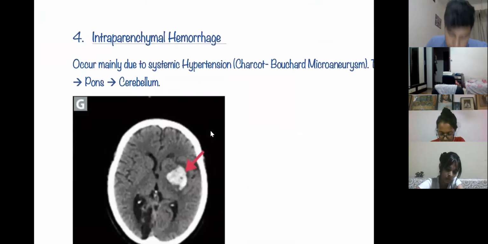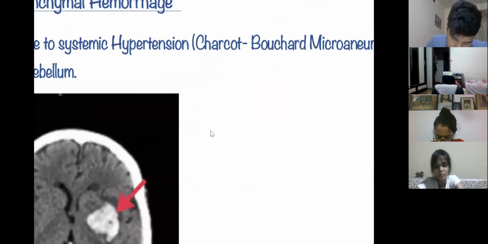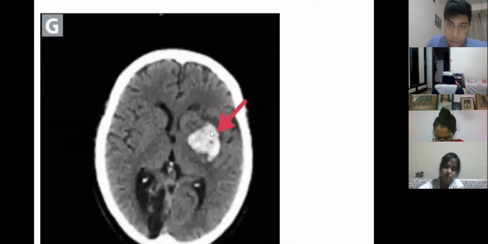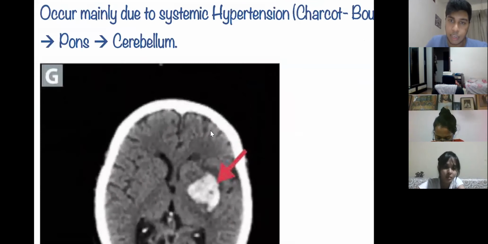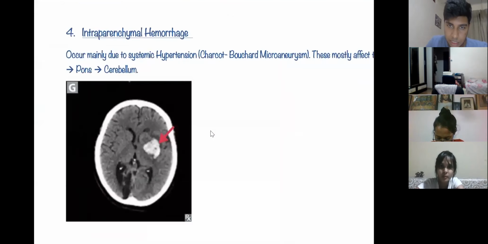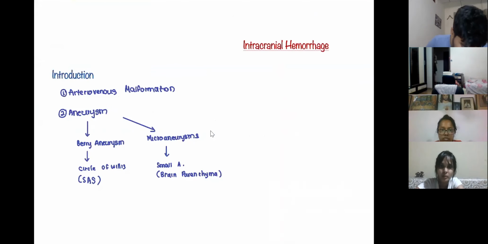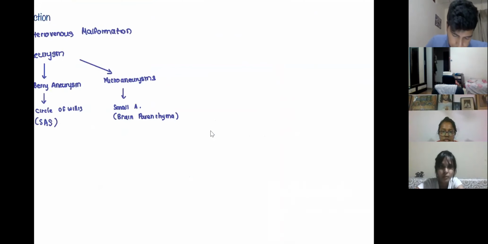Rupture of the microaneurysms, there's a fancy word, Charcot-Bouchard microaneurysms. You will never have to worry about that name. It is in the brain parenchyma, within the brain. The small vessels that go from the circle of Willis give rise to that. Now, let me talk about what is an arteriovenous malformation.